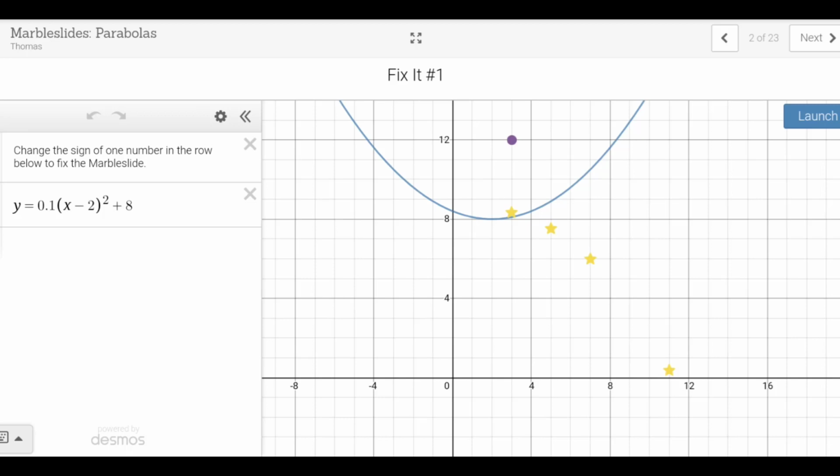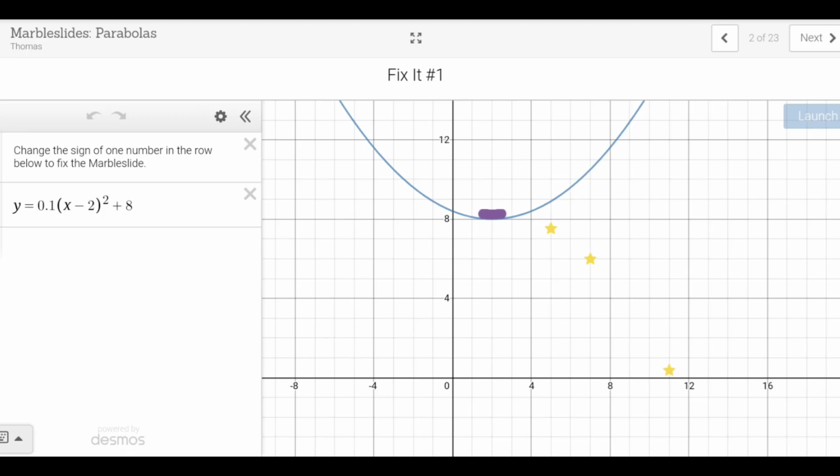Now, change the sign of one number in the row below to fix the marble slide. They only want you to change one of those numbers. I have a whole bunch of numbers: 0.1, -2, a square, 8. Let me launch this and see what happens. As you see, I don't get any of the marbles.